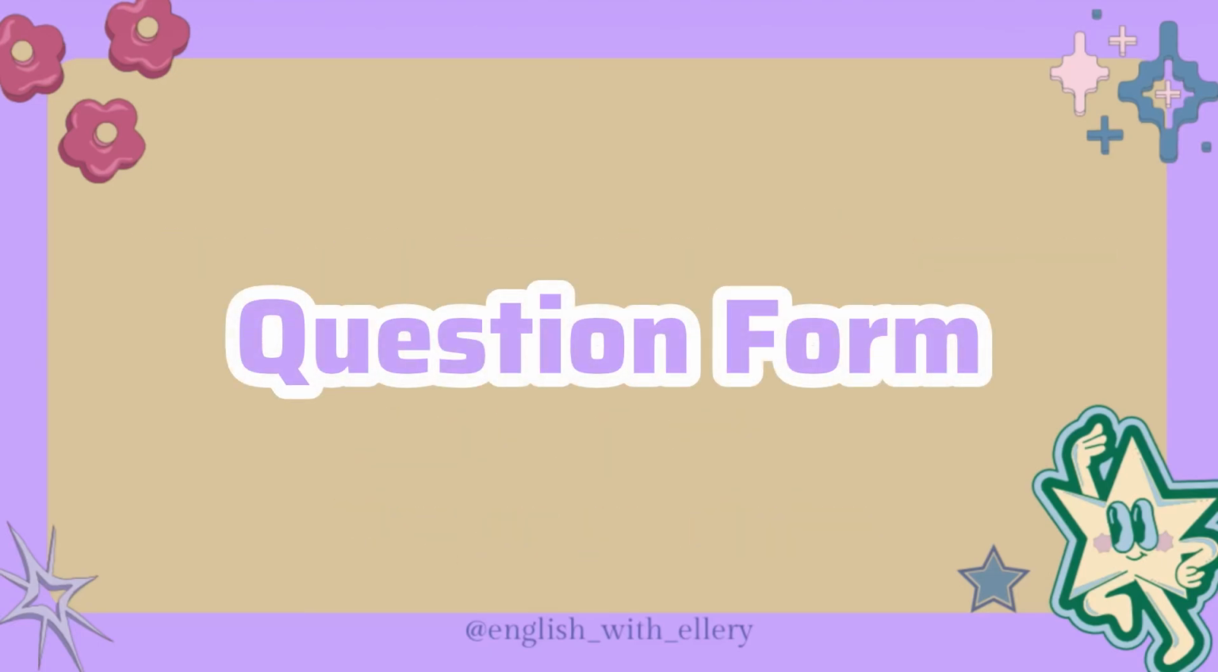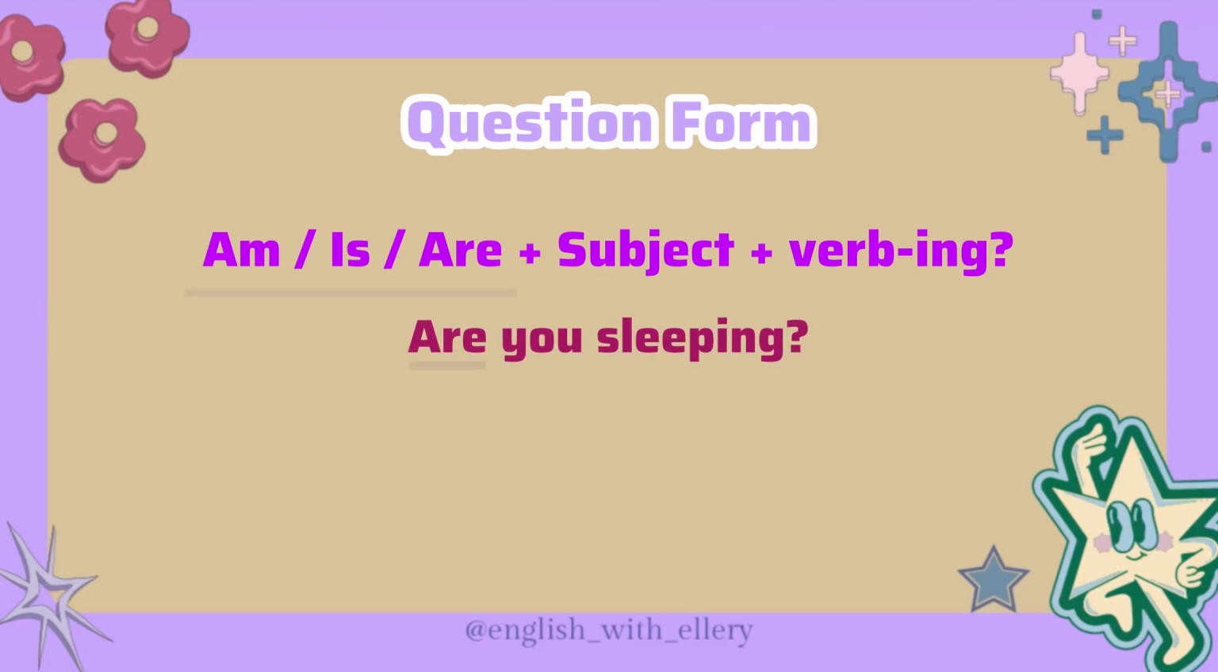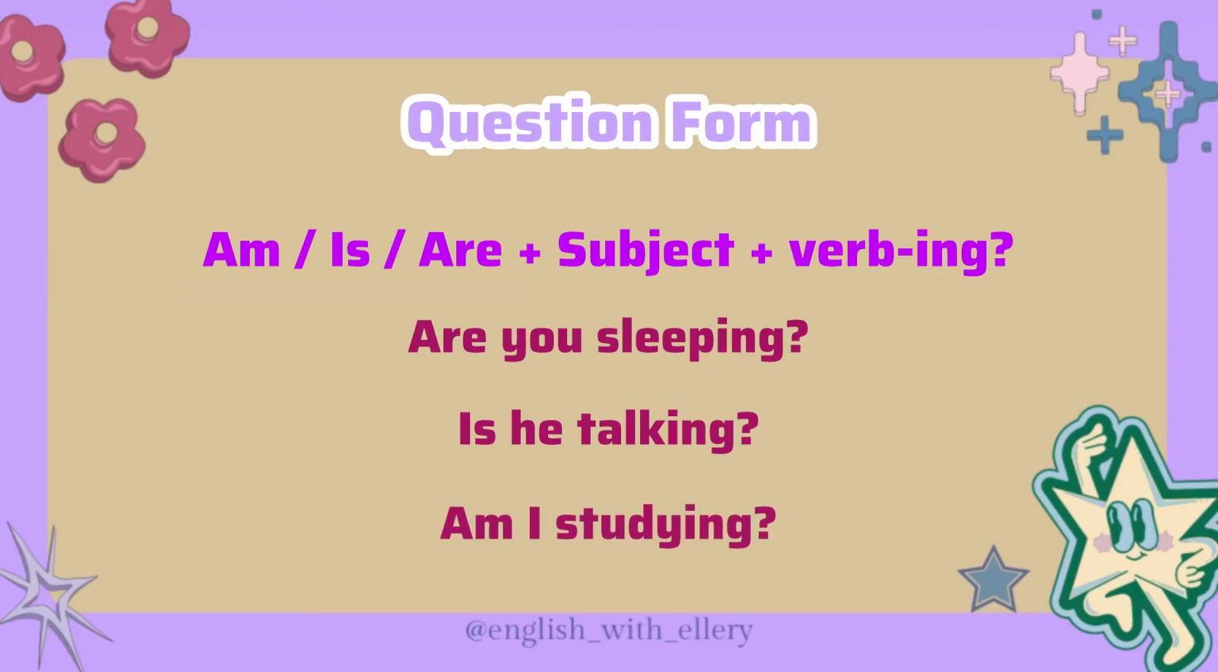Now let's move on to the question form of the present continuous tense. Here's the formula you can follow: to be (am, is, are) plus subject, plus verb, plus ing. Take a look at these examples. 1. Are you sleeping? 2. Is he talking? 3. Am I studying?